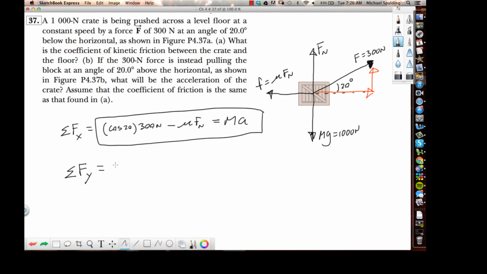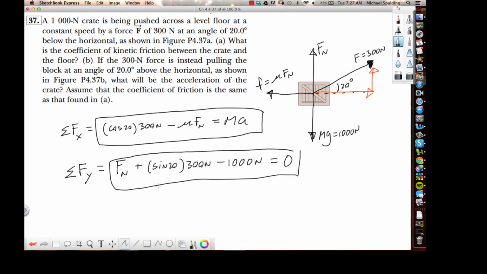So summing the forces in the Y, we have normal force plus sine 20 times 300, so it's different than last time, than part A, minus 1,000. That's the sum of the forces in the Y, equals ma. Will there be a vertical acceleration here? Nope. So the a goes to 0. Take this, solve for the normal force. The normal force is now 897.394.